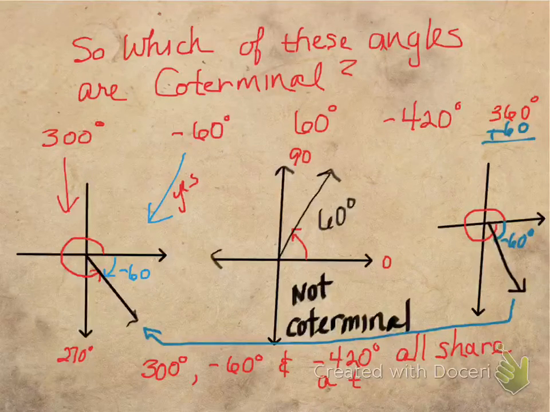So all 3 of those, 300 degrees, negative 60, negative 420, all share a terminal side. So in fact, they are all coterminal. The only one of those that didn't work was the 60 degree angle.